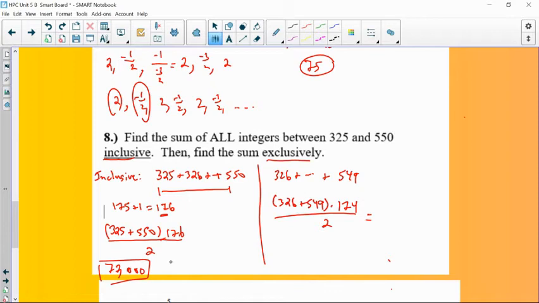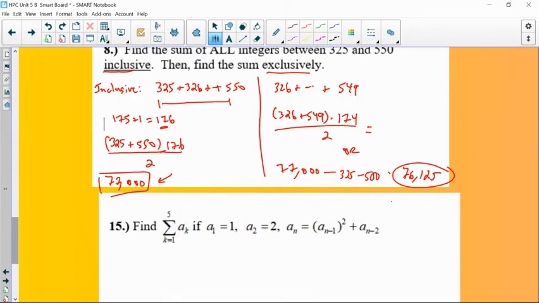Or you could realize that, well, this is the sum of everything, including the endpoints. So if you just take that sum of 77,000 and take away 325 and 550, you could get that sum as well. So minus 325 minus 550, which is equal to 76,125. So either way, you'll get to that same answer.